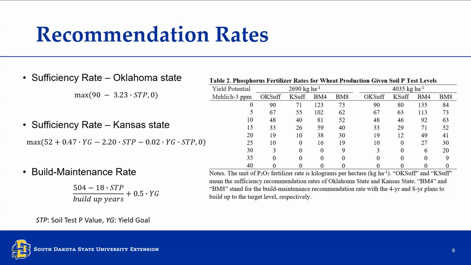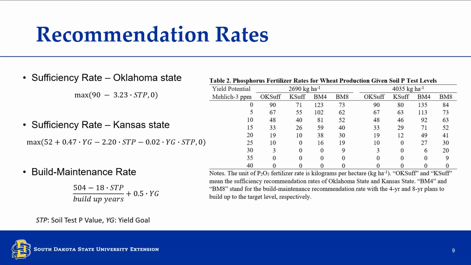So build maintenance really requires a higher fertilizer rate than sufficiency. So in a single year, if they want to build up to their targets in a low soil phosphorus level field, they require too much phosphorus in a single year. That's really too costly, so farmers do not want to do that. So usually people recommend 4 to 8 years for the build-up plan. So it's divided by 4 or 8, and then depending on the plants, it takes time to stack up and build up to the target level in 4 or 8 years.